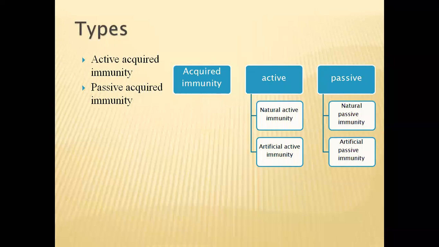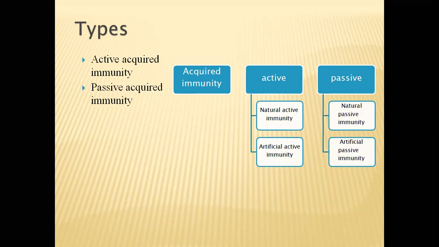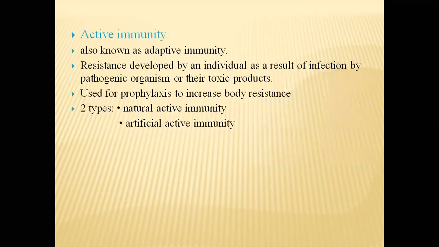So we have mostly two types of acquired immunity. We have active acquired immunity and passive. Under active and passive, we have natural active and artificial active, and we also have natural passive and artificial passive immunity. We'll see them one by one. So what is active immunity? Active immunity is also called adaptive immunity.